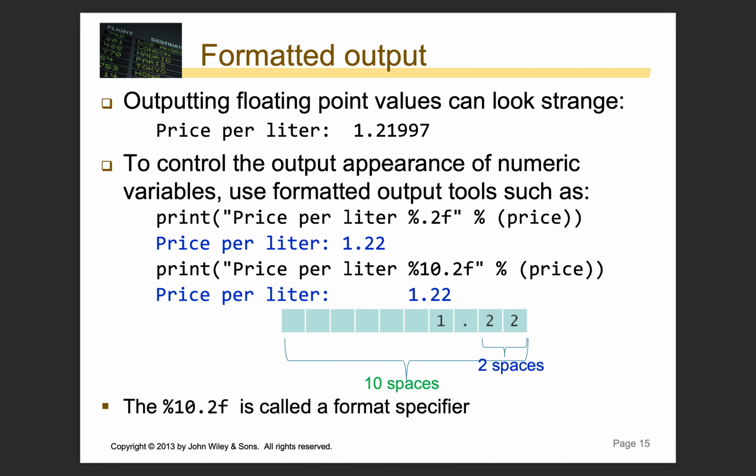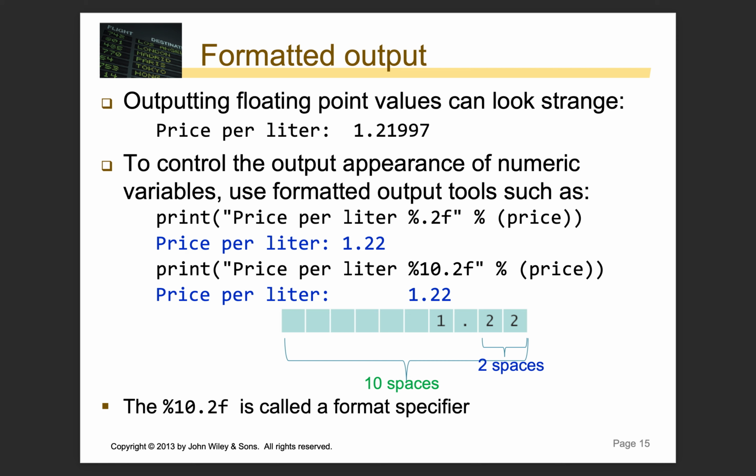Okay, and then we're going to talk about formatting. Outputting floating point values can look really quite strange. Price per litre is 1.21997. And that's not normally something that we would go as far into. Especially if we're thinking less about petrol stations, but things like in a shop, items are only ever really going to be represented to 2 decimal places because we've got pounds and pennies. We don't have a smaller denomination than that.